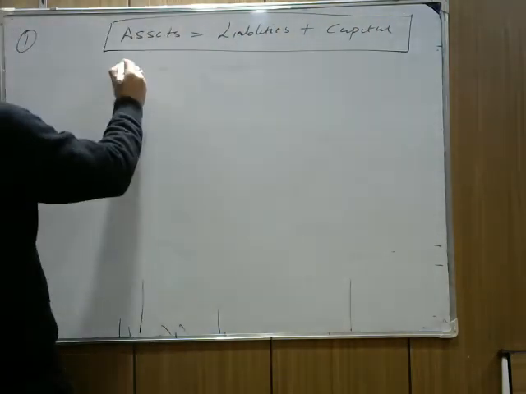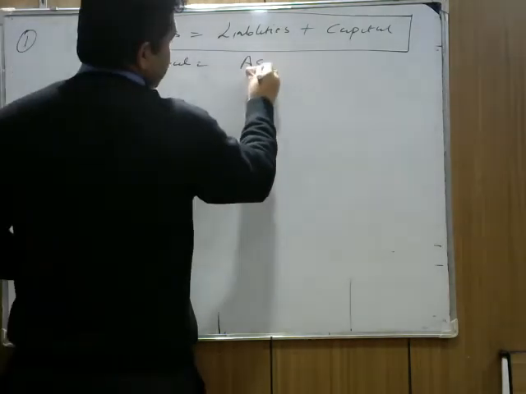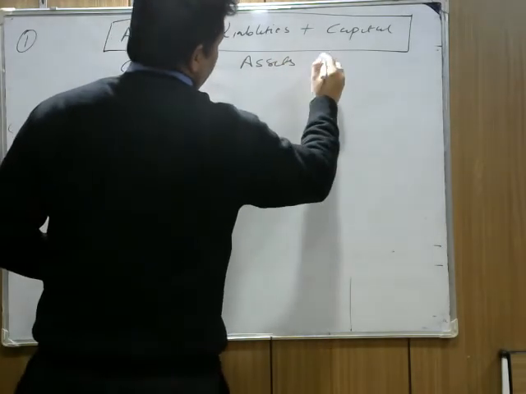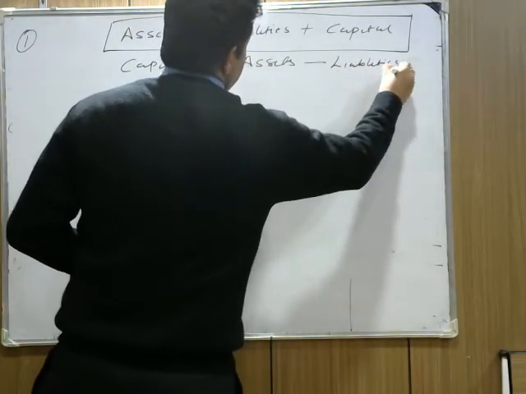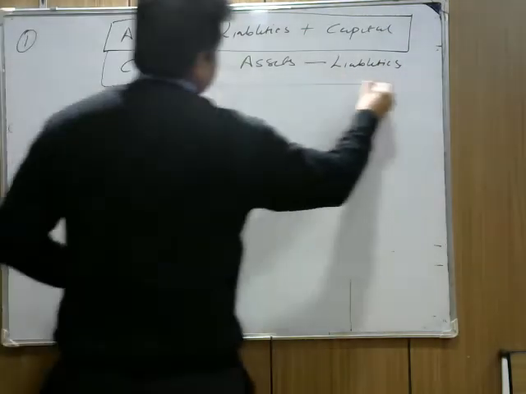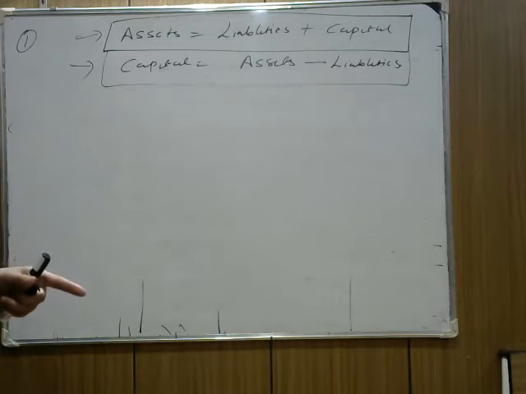Or we can also say that capital is equal to assets minus liabilities. If you need to find capital, capital is assets minus liabilities. That is the second term. I hope this is clear. Asset is equal to liability plus capital, or in order to find capital, we take asset minus liability. If you need to find liabilities, then it is asset minus capital. If two terms are given, we can find the third term.